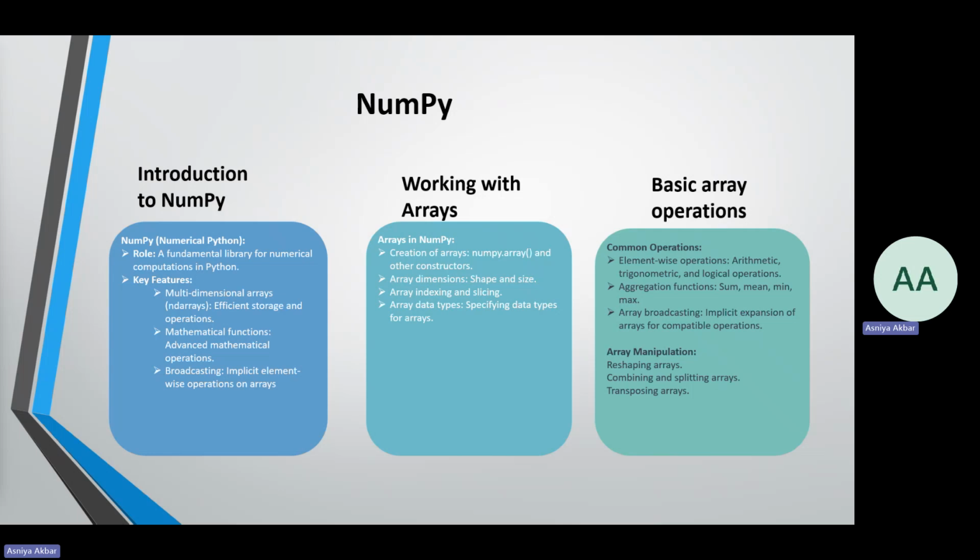Concatenation means joining. It also allows you to combine or extract specific portions of the data efficiently. And lastly, it helps you swap the axes of an array. NumPy provides this using a function called numpy.transpose. This is very useful for data manipulation and linear algebra operations.